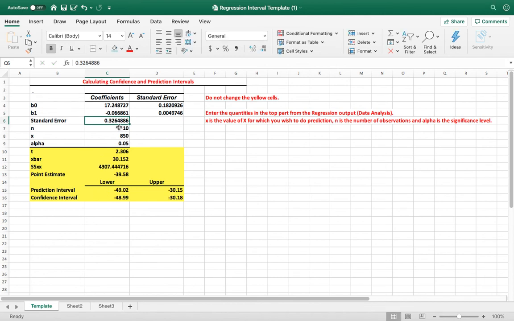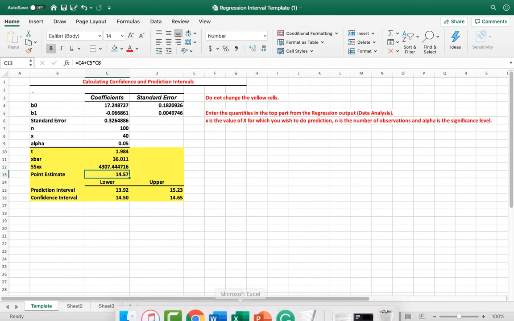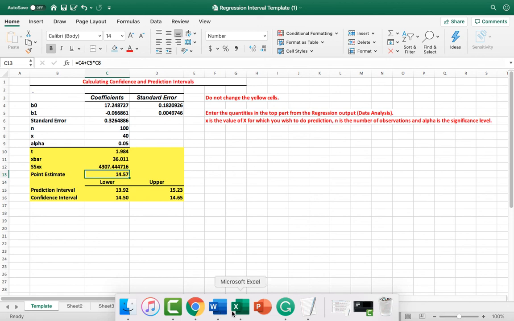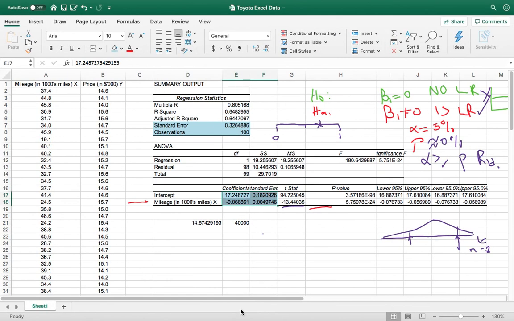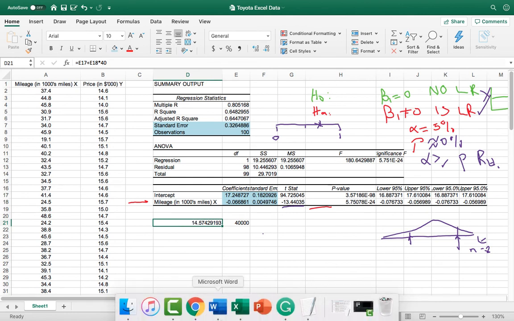Sample size was 100. X was the miles on an individual car, which was 40,000. We're just going to put 40 into here. And then alpha, let's keep it at 5%. So this is actually giving us the point estimate which we worked out before, which I believe was 14.57. Let's have a look if it's the same figure we had before. Yeah, 14.57. So barring any little mistakes I may have made in copying those figures over, we should be okay.